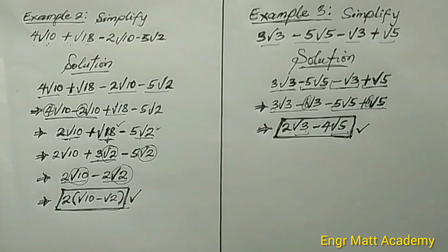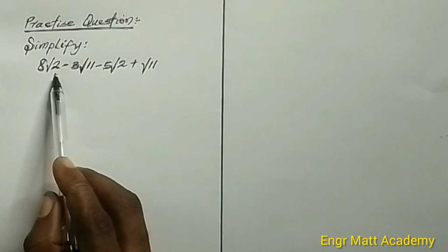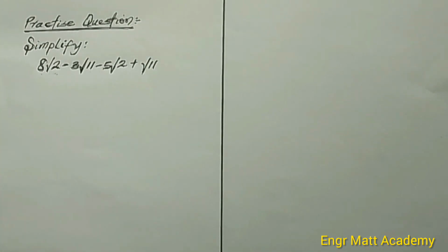Now it is your turn. Okay, do this yourself. Simplify 8 root 2 minus 3 root 11 minus 5 root 2 plus root 11. Drop your answer in the comment section. I will check it and I will reply you.